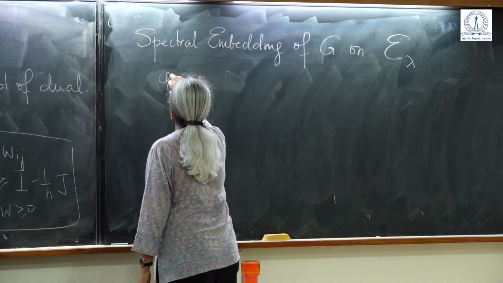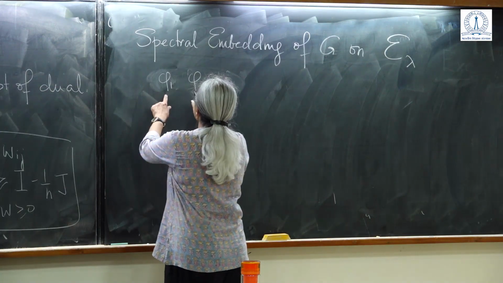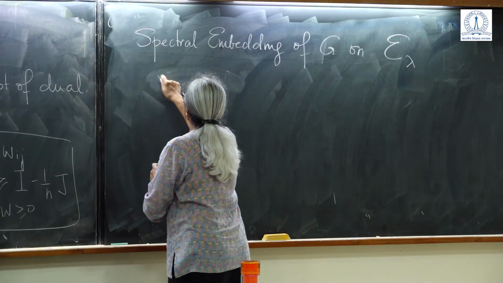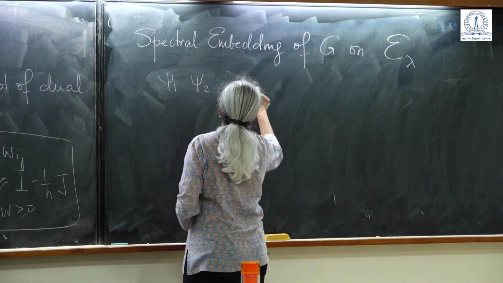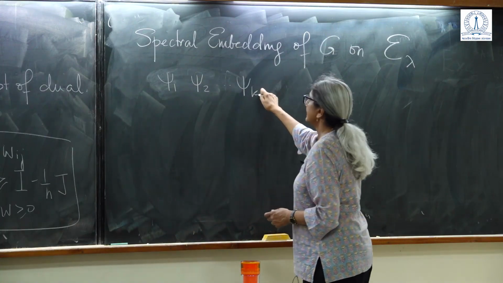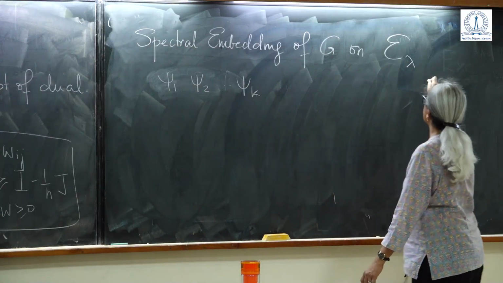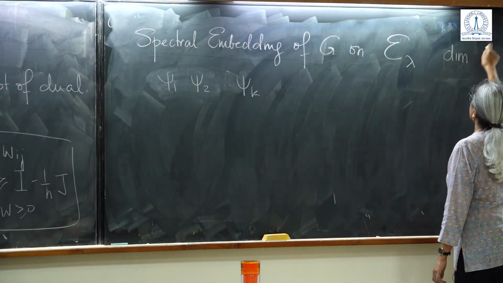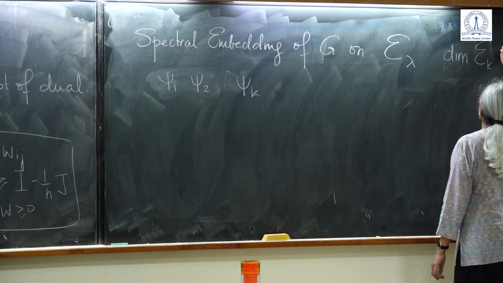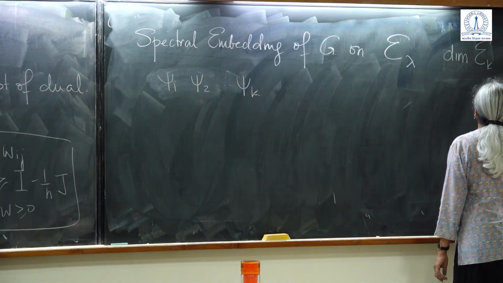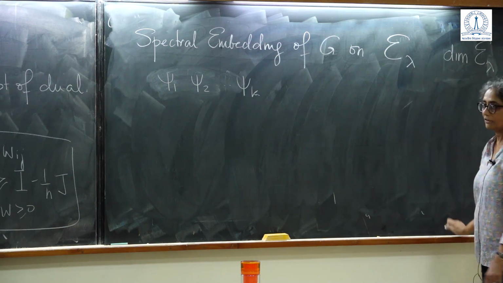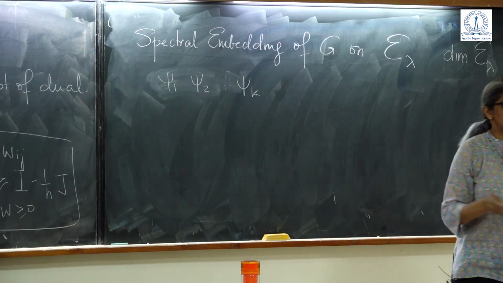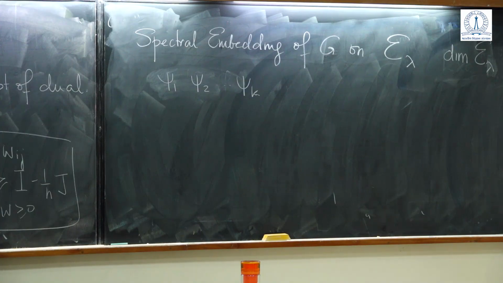So there is some phi_1. This is not the first eigenvector, that's why I don't want to use that notation. Let's pick some eigenvectors from this eigenspace. So let's say I pick k of them. They're independent and all that, okay? So the dimension of this eigenspace E_lambda is greater or equal to k. Okay, so this eigenspace has some dimension. Pick a bunch of independent eigenvectors from there, okay?